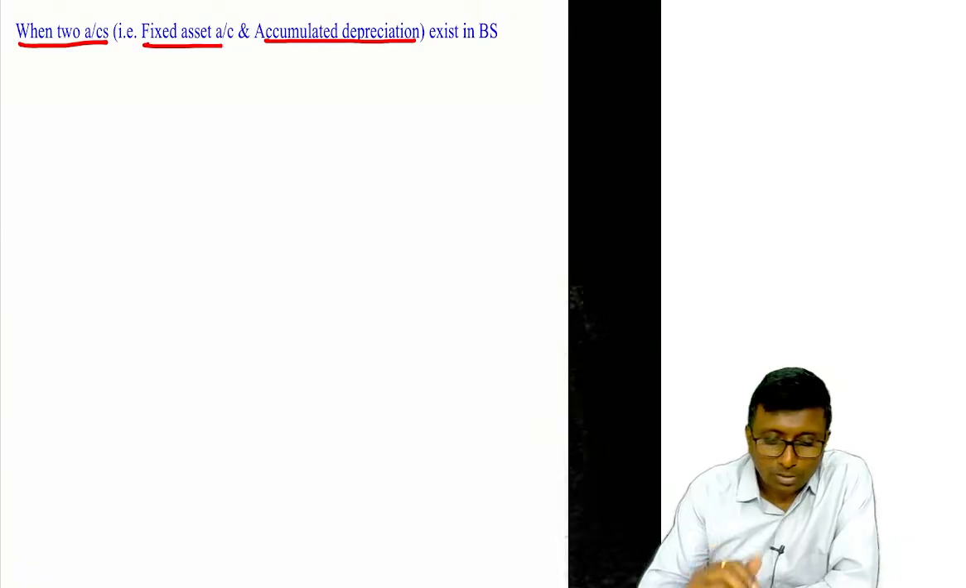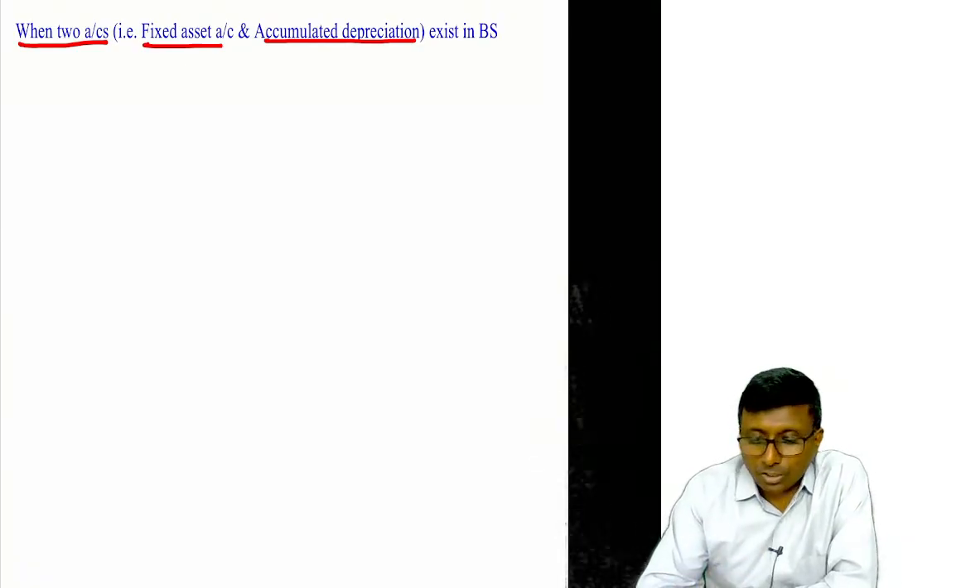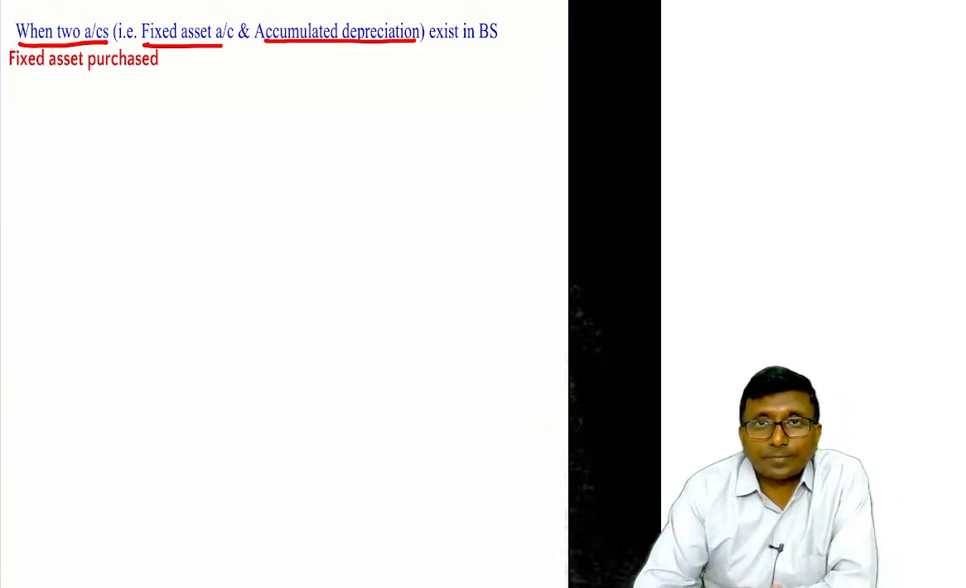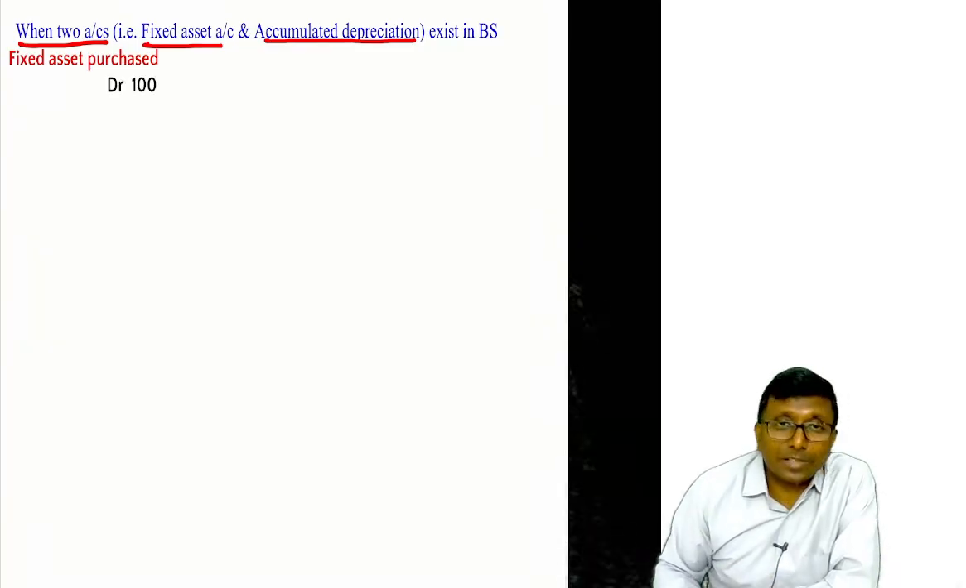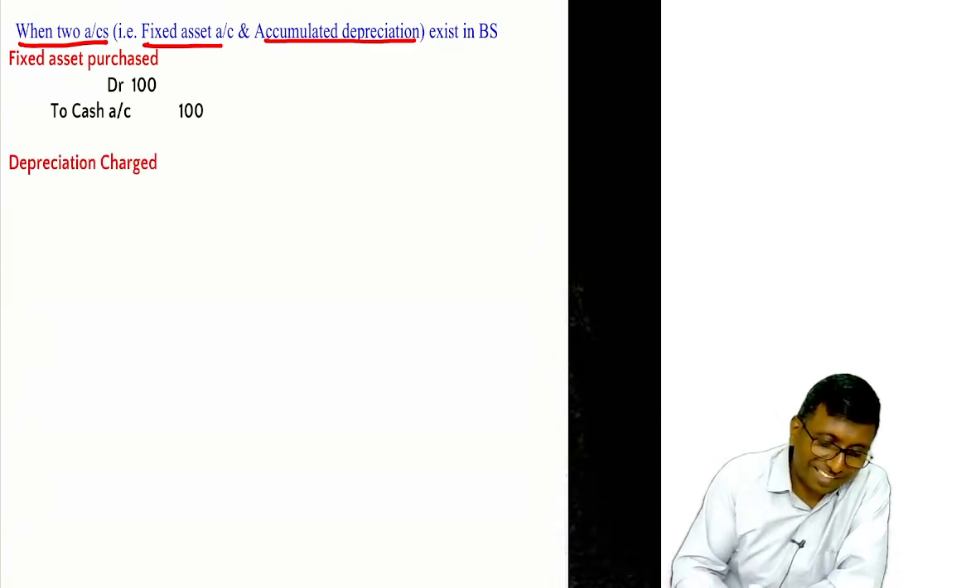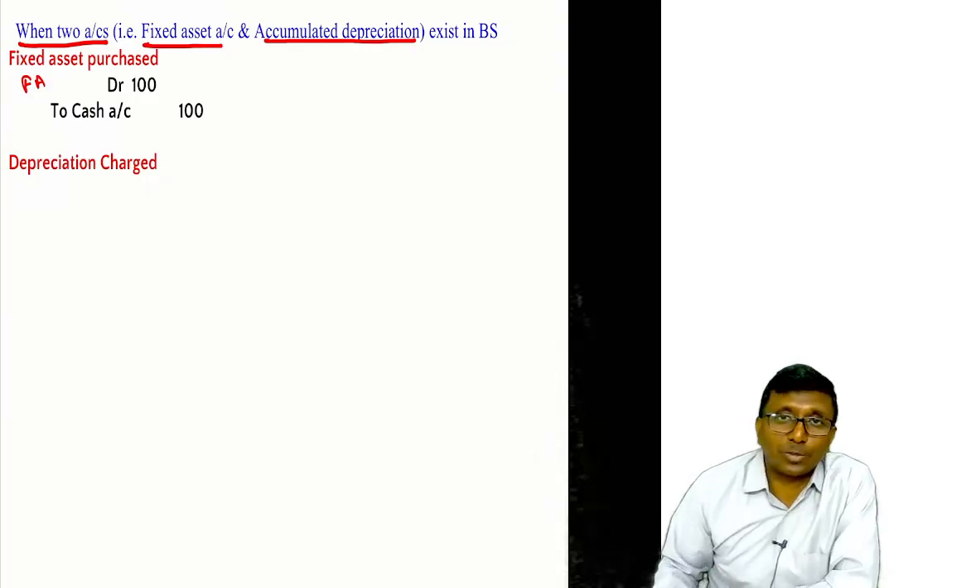So when two accounts, the fixed asset account and the accumulated depreciation account, exist in the balance sheet, what will happen when you purchase the fixed asset? Correct, sir. I bought it. When you buy the fixed asset, what will be there? Fixed asset account debit. We'll write it here: fixed asset account debit, 100 rupees, cash account.